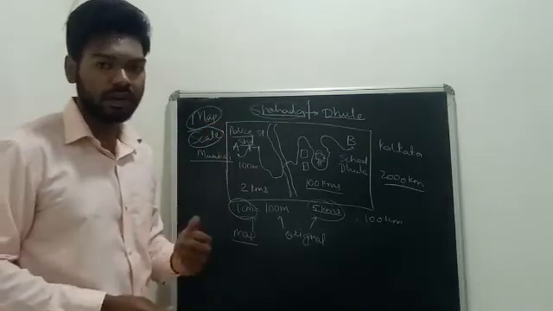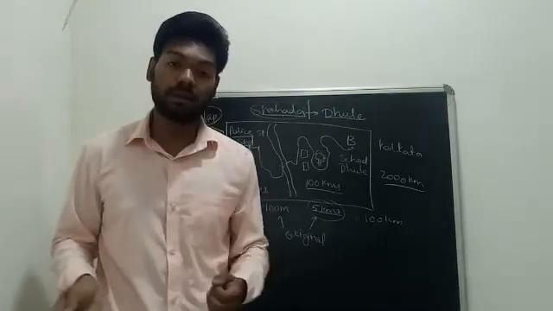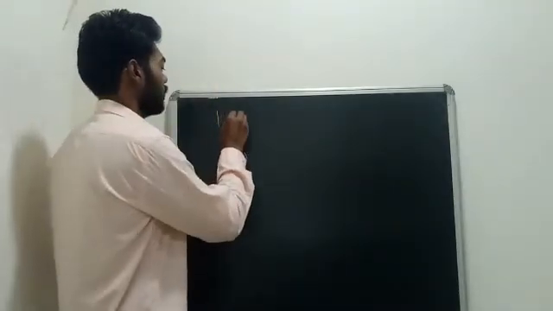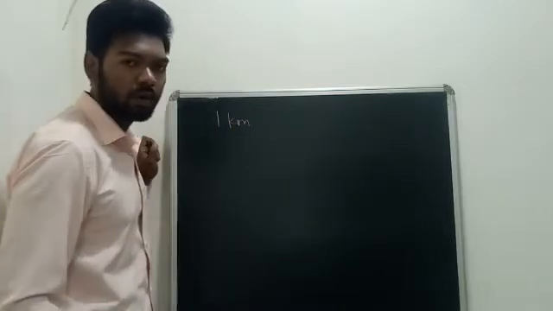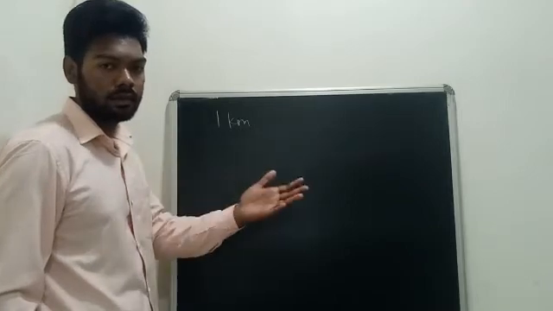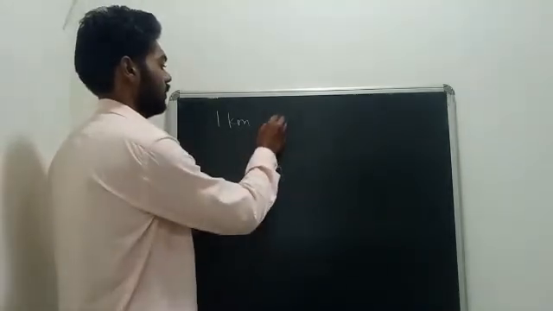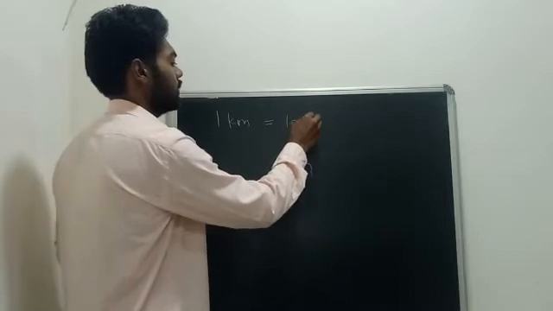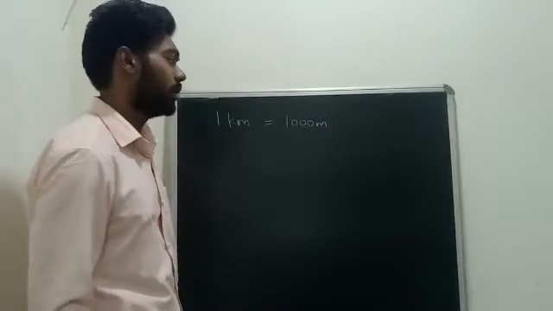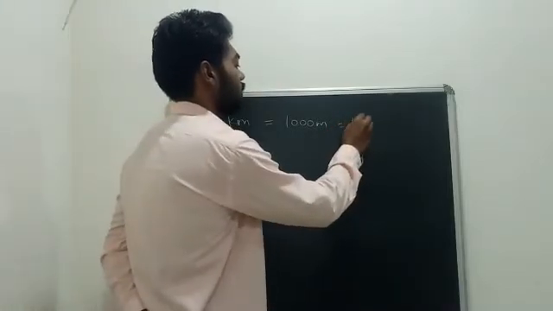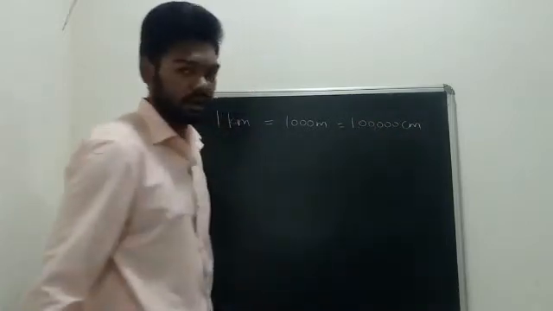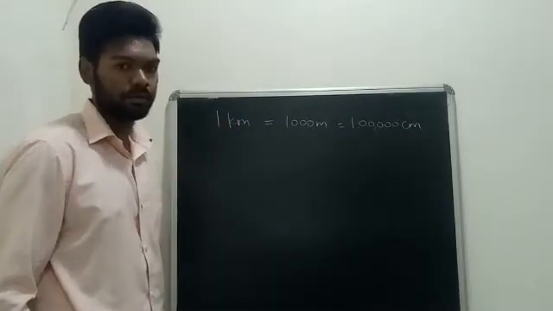So let's talk about these three different map scales and how we represent them. Let's talk about showing 1 kilometer on our map. How much is 1 kilometer in meters? It is 1000 meters. And if we convert 1000 meters into centimeters, it will be about 1 lakh centimeters. That is the conversion.